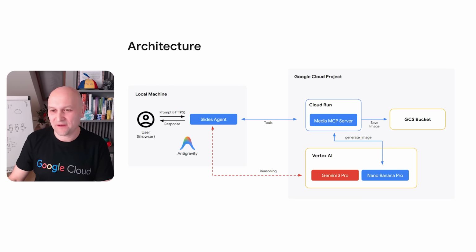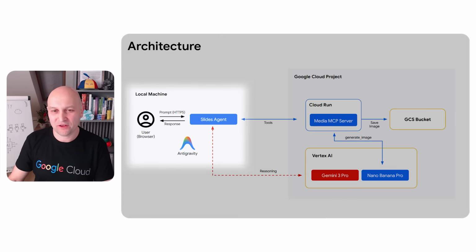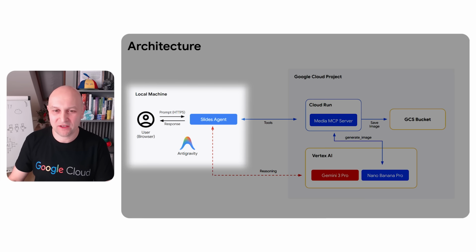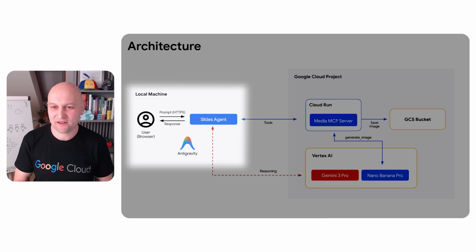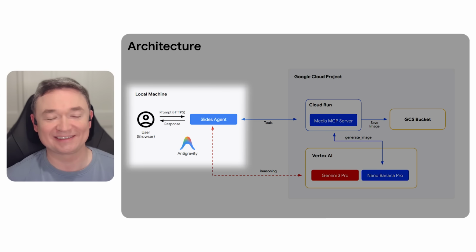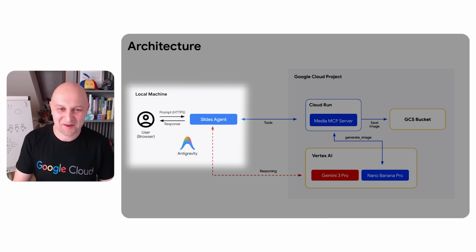The way it works, I will be working here on the left on the local machine with Anti-Gravity, and Anti-Gravity will help me build this slides agent. So you don't have it built? You're just going to build it right now. Yes, we will build it right now. Oh, that's a risky business. Yeah, we are in the risky business of doing demos live. So let's try it out.